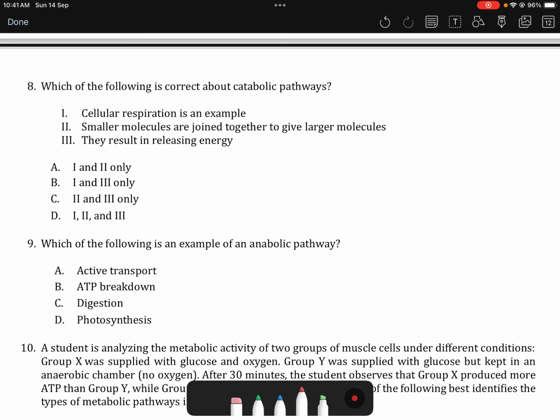Which of the following is correct about a catabolic pathway? We know that it's a breakdown, okay, and it releases energy. So we need to figure out these two. Cellular respiration is an example, yes. Small molecules are joined, no. This is anabolism.